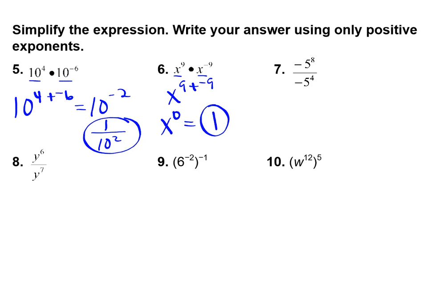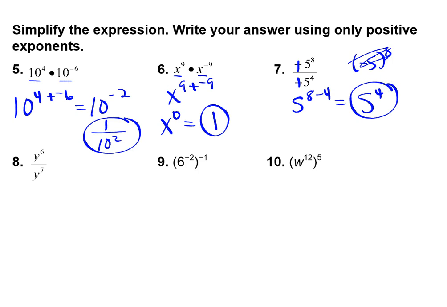On number 7, we have a negative divided by a negative, and since they're not inside parentheses, it's not written negative 5 to the 8th. That means the negative is on its own, so a negative divided by a negative is a positive. Now we can do 5 to the 8 minus 4 is 5 to the 4th.